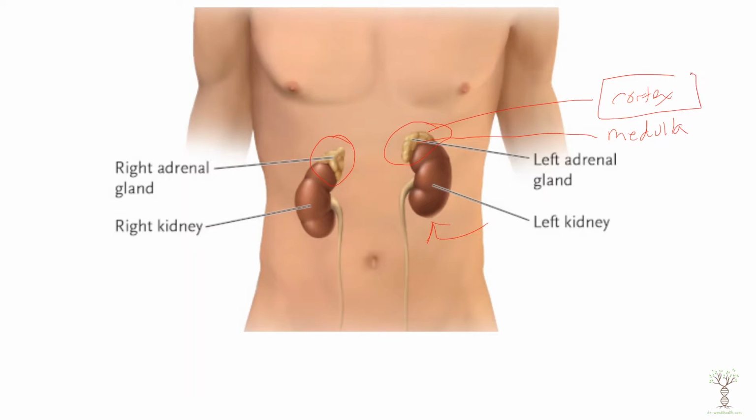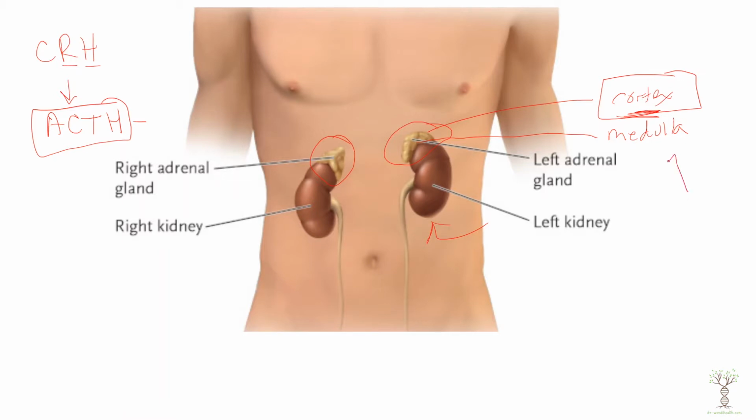So the cortex is controlled by a pituitary gland hormone. So remember, the hypothalamus makes a hormone called corticotropin releasing hormone. That is going to stimulate the anterior pituitary gland to make adrenocorticotropic hormone, ACTH. This is the hormone that stimulates the adrenal cortex. And there are three hormones that are produced here that we're going to talk about.